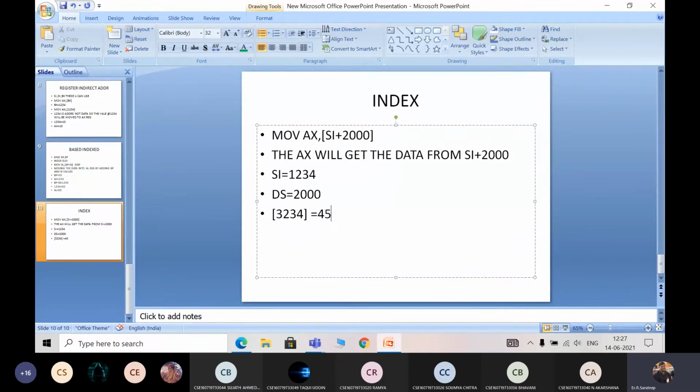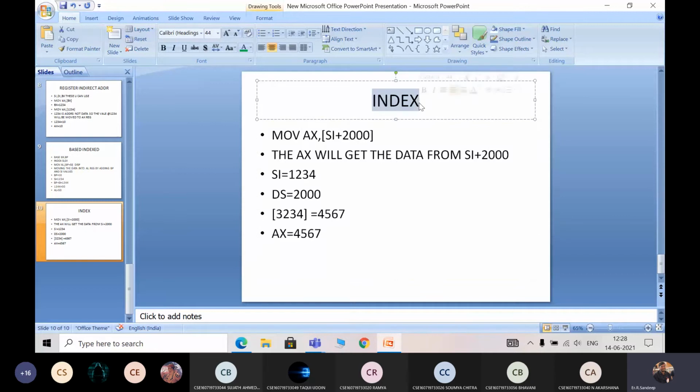For example, if it's 4567, now the value of AX is equal to 4567. Assume the value present at 3234 is 4567. Then the value of AX will be 4567. So this will be called an indexed addressing mode.